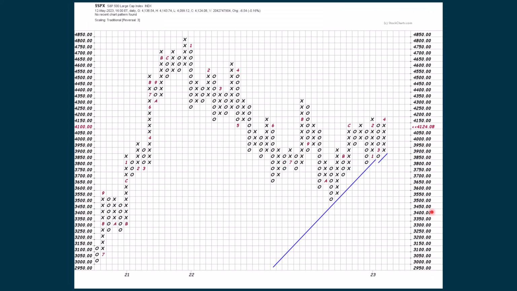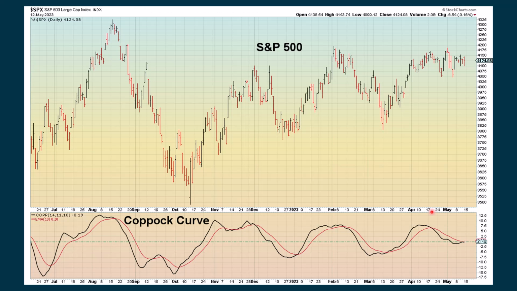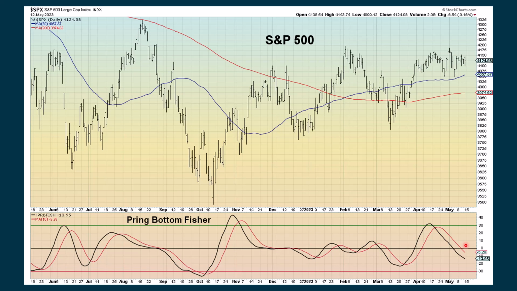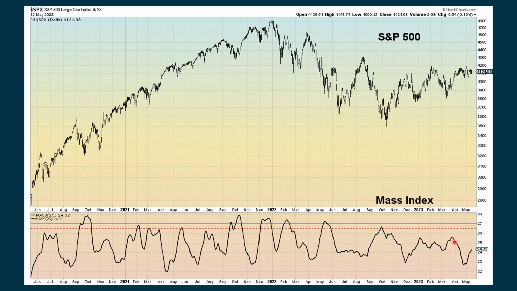Point and figure chart is not telling us anything new, so I don't bring that up. The Coppock curve is not generating a signal. If we cross above this red line, that would be a signal, and that would be a positive signal. The Pring bottom fisher is not generating a signal, and the mass index is also not generating a signal.